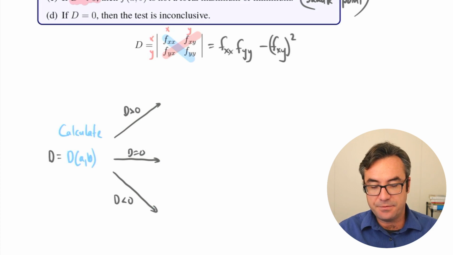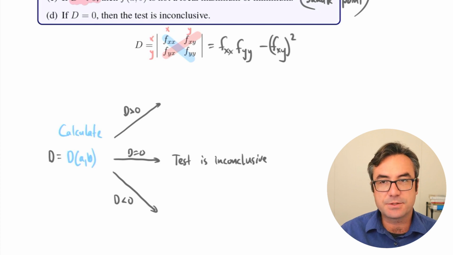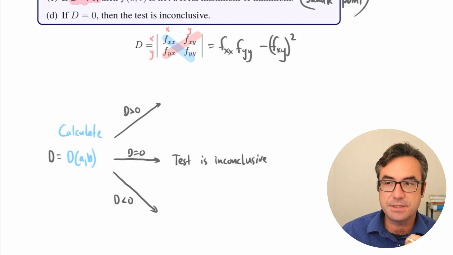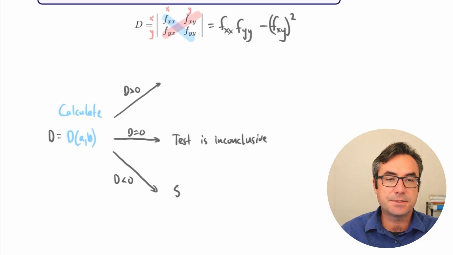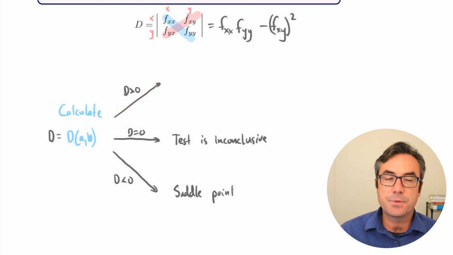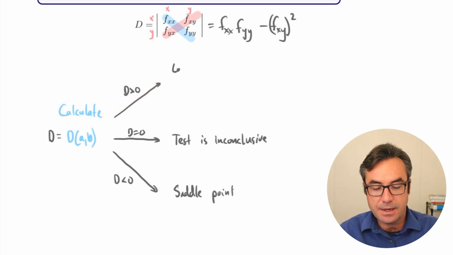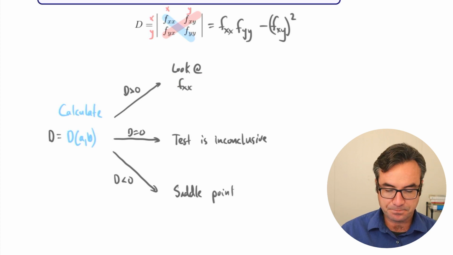And if it's 0, the test is inconclusive. So we're not sure. It might still be a max or a min, or it might be a saddle point. We just don't know. The test is inconclusive. If D is negative, this is going to be our saddle point. And now if D is positive, we have to look at f double x, the second order partial.